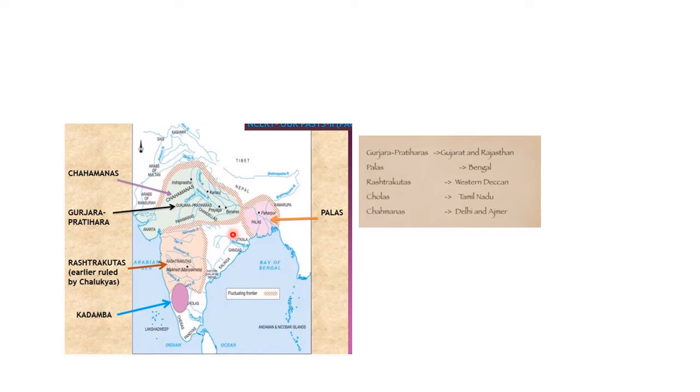Now we see the emergence of some of the dynasties that we are going to learn in this chapter. They were the Chamanas. You can see they were ruling in Delhi and Ajmer region. Then the Gujar Patiharas, they were ruling in Gujarat and Rajasthan. Then we have the Rashtrakutas in Western Deccan, that is the Karnataka region. And the Kadamba again we see here down south, Karnataka and parts of Kerala, and then we have the Palas who are in Bengal. So these are some of the dynasties that we are going to learn today.